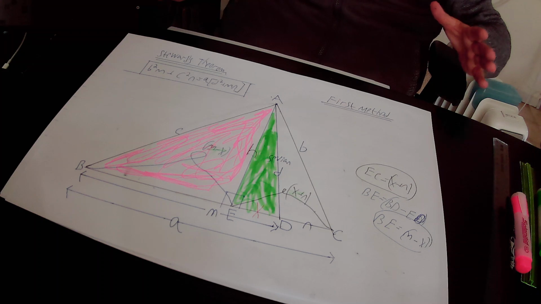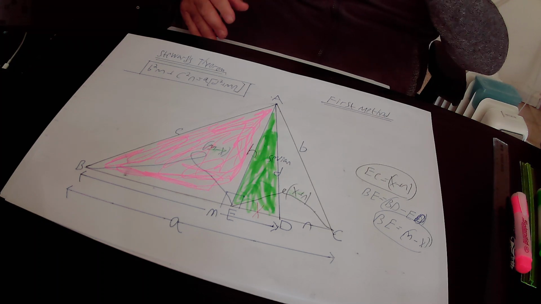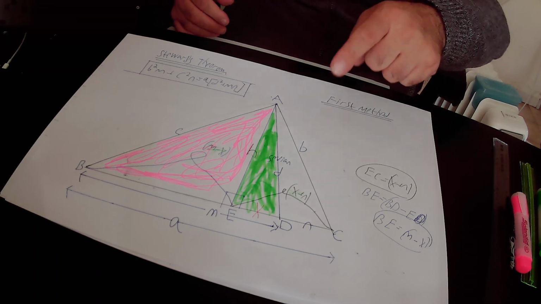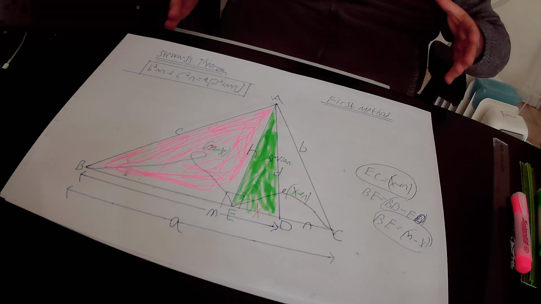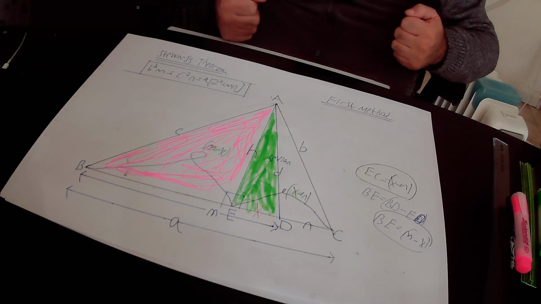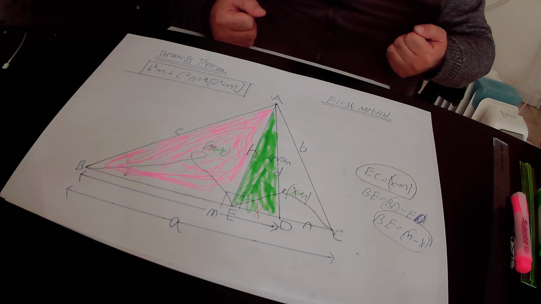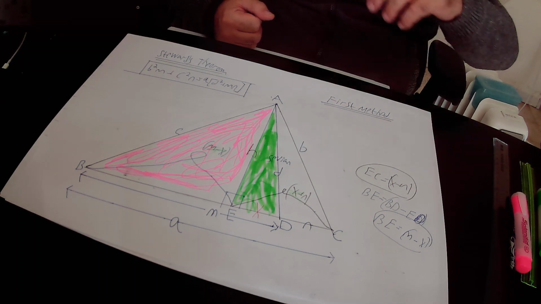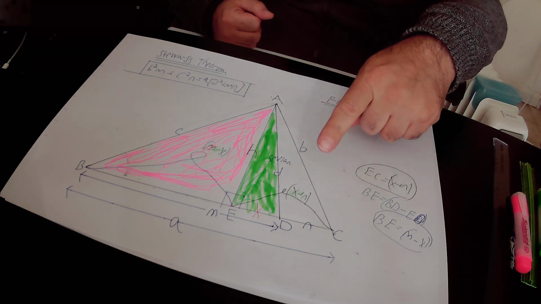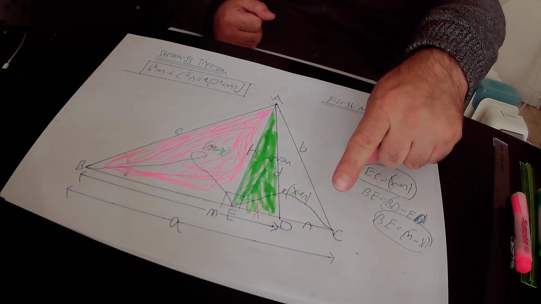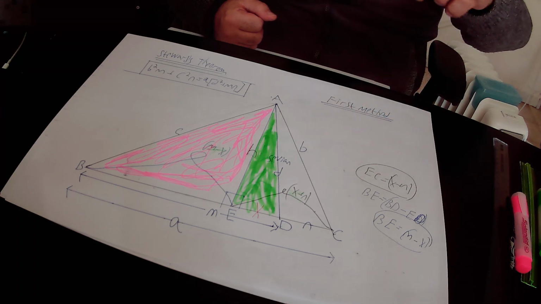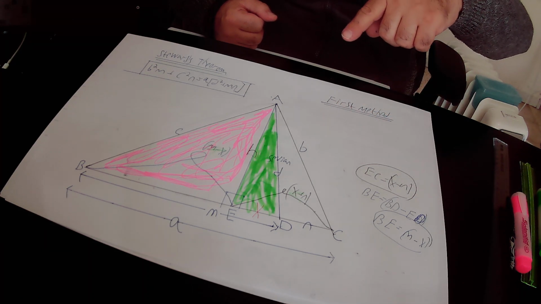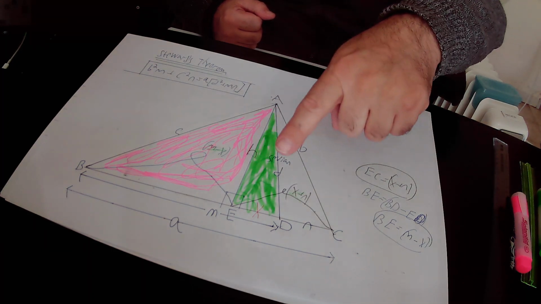The law of cosines. We implemented the Pythagoras theorem in this triangle AED. According to the Pythagoras theorem, in any right triangle, the square of the hypotenuse equals the sum of the squares of the perpendiculars. So in this right triangle AED, the hypotenuse is AD, therefore the square of the hypotenuse is AD square, and it must be equal to AE square plus ED square.